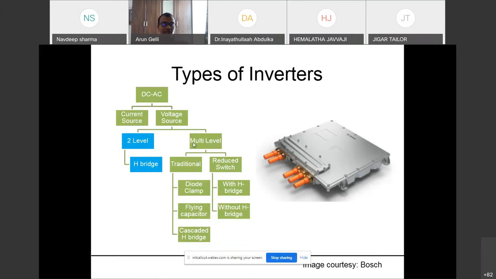We prefer multi-level inverters because of the better harmonic content generated by the inverter, which complies with grid compliances and all. We may go for multi-level configurations, which have different combinations, and these can be used in applications where the THD harmonic content is critical for that particular load. Multi-level can be used, but a motor itself is an inductor, and we can use a two-level inverter.